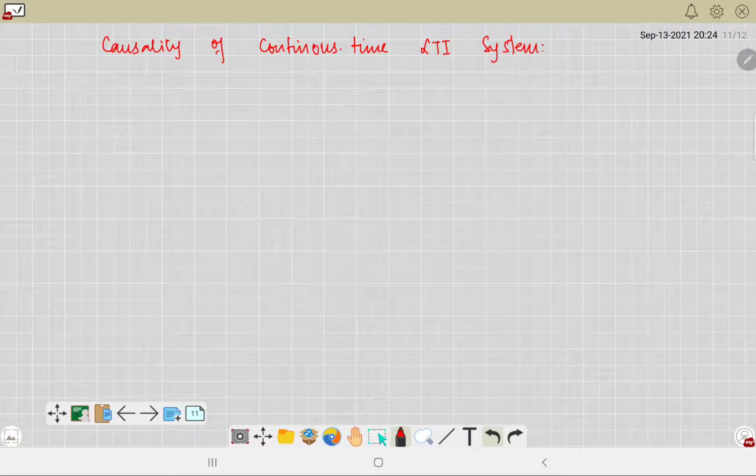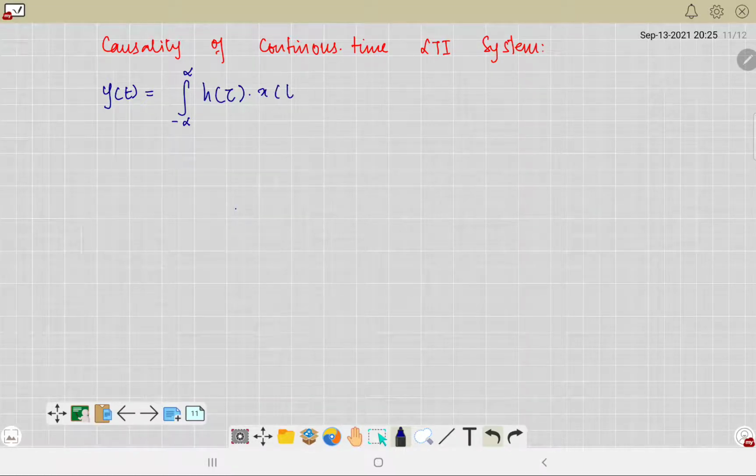Now we'll try to remodel the same thing, how we can express this causality in terms of the impulse response. Now that we have characterized our LTI system in terms of the impulse response, as per our characterization, the output of an LTI system is expressed like this: minus infinity to plus infinity, h of tau, x of t minus tau, d tau.